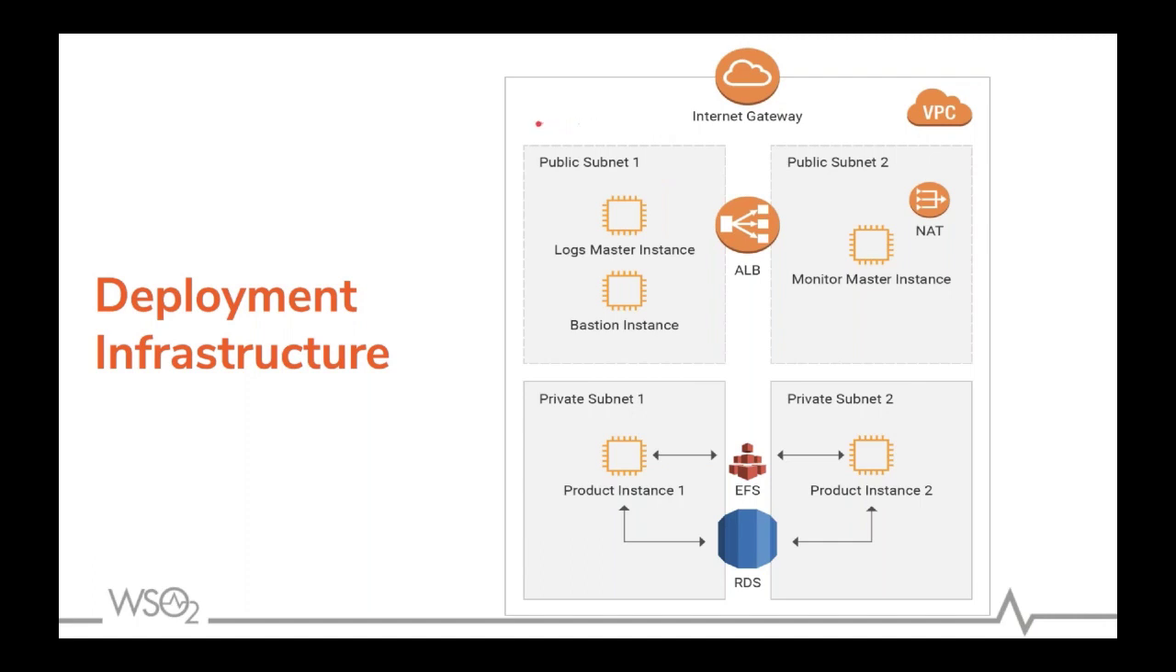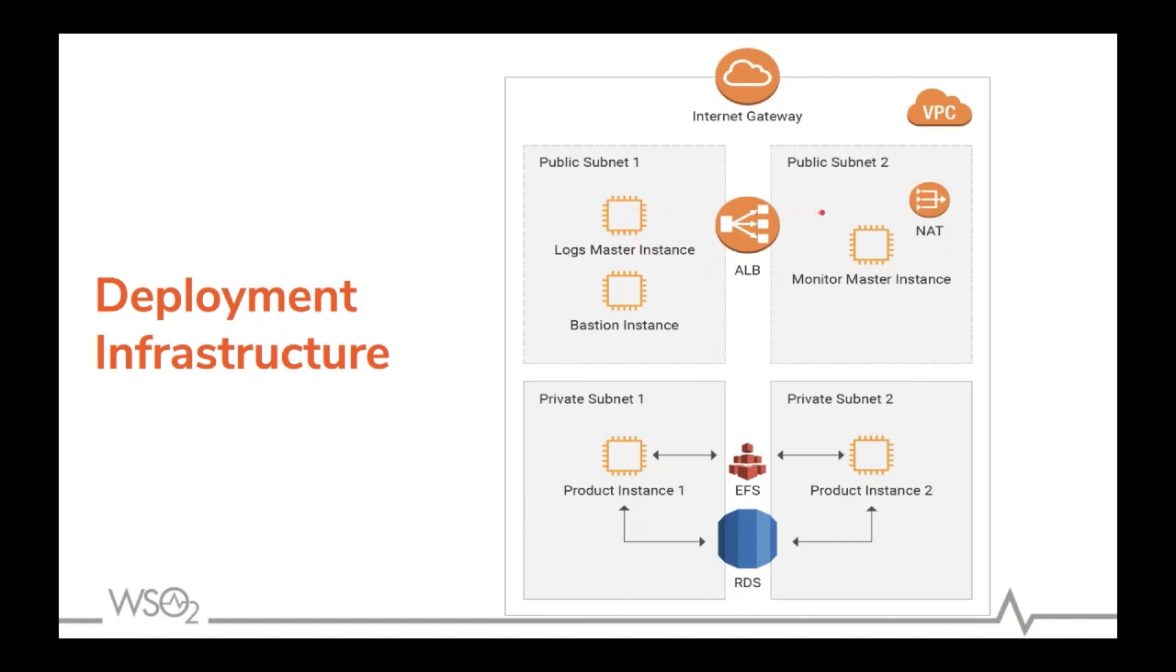Now let's focus on a public subnet. In the public subnet, you can see that we have created a Logmaster instance. In this Logmaster instance, we will be starting an Elasticsearch server and a Logstash server. This will be useful to publish the logs which are provided by WSO2. Also, we are creating a Bastion instance. This Bastion instance is used to SSH into or access the instances which are in the private subnet, which means our WSO2 products. Basically, the Bastion instance would work as a jump box.